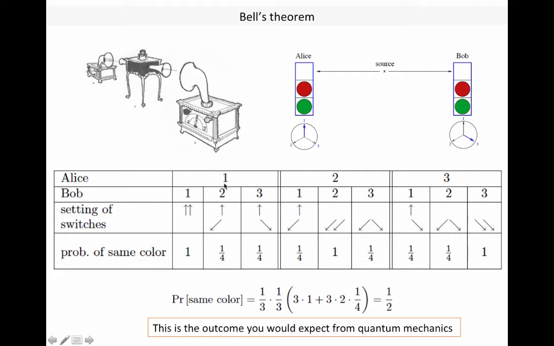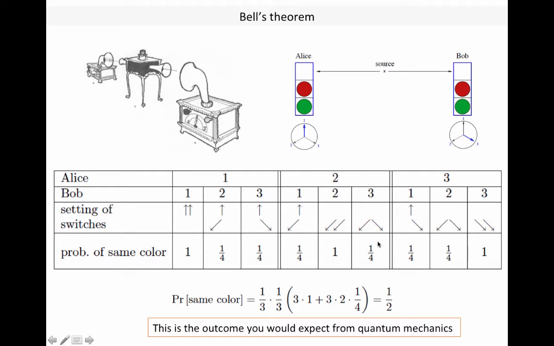So Alice is setting her switch to 1 or 2 or 3. If it's set to 1, then Bob can set it to 1, 2 or 3. Bob's detector could be set to 1, 2 or 3. If Alice's is set to 2, then Bob's detector can be set to 1, 2 or 3, and so on. And this here is just a picture showing the position of the arrows of the dials of Alice and Bob in these cases. So in this case, both Alice and Bob set their dials to 1. That means the arrows are both pointing up.